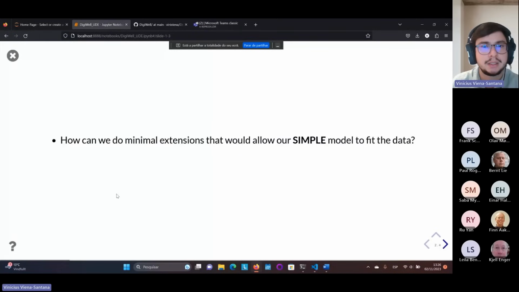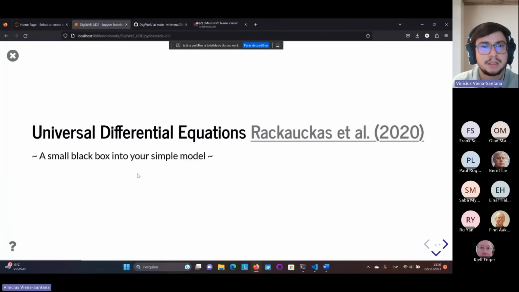With this bit of context, we can ask ourselves: how can we make minimal extensions of our simple models that make them better fit the observations we have? If you're trying to model a system that is described by differential equations, then the answer can be the concept of universal differential equations, discussed in this paper from Chris Rackauckas and all the collaborators in 2020. A very simple explanation of it would be: I can put some small black box into my simple models and then excel in predictions.